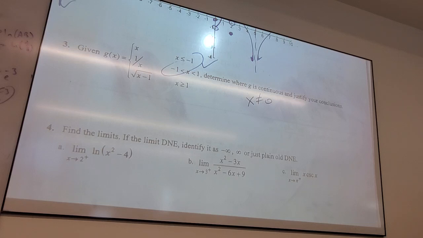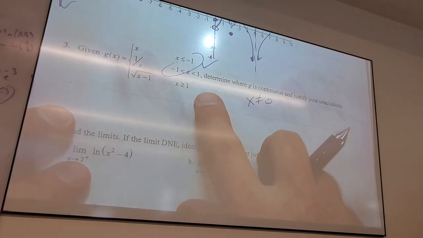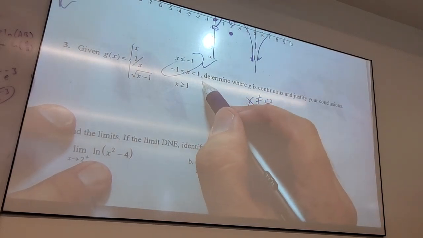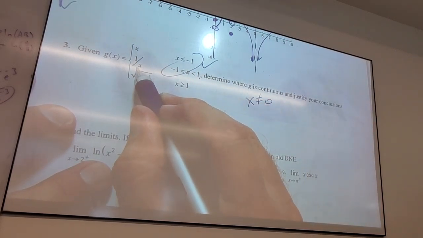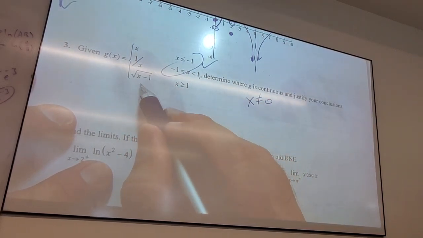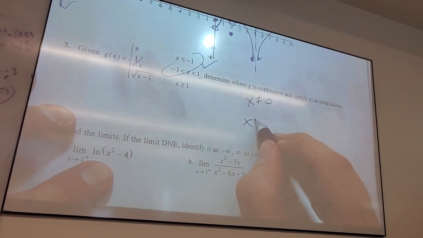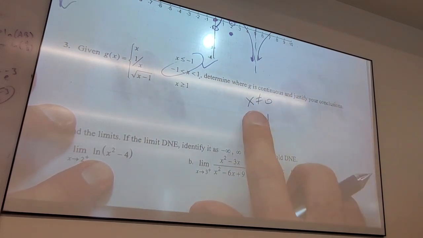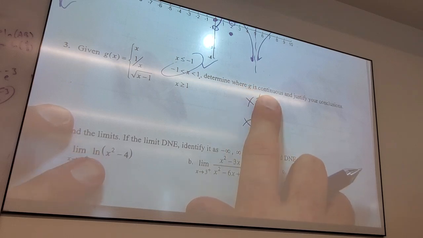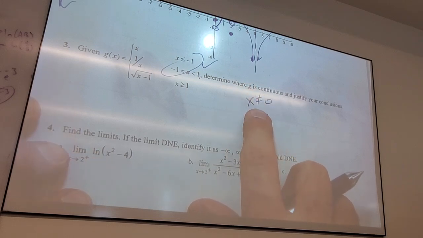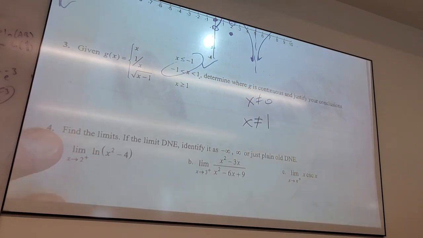Little tier, they're going to get at least silver. What about this handoff? When I plug a 1 in, I get 1. When I plug a 1 in here, I get, oh no. So where else is it discontinuous? Yeah. Why am I putting not equal to? Because my question was, where is it continuous? So x not equal to 0, x not equal to 1.